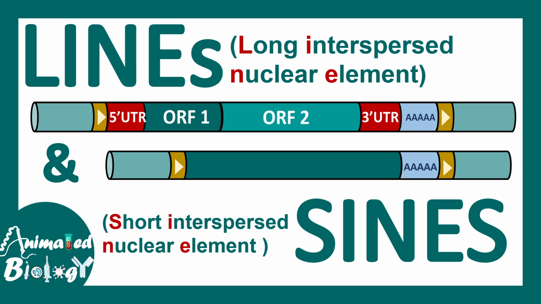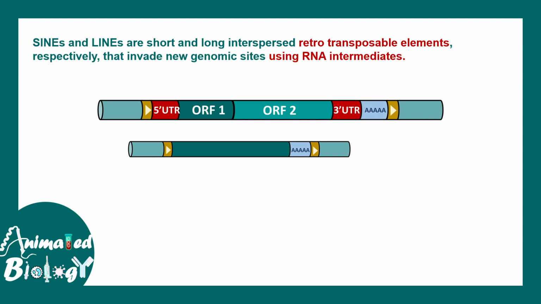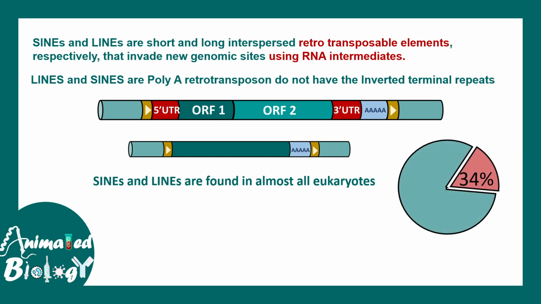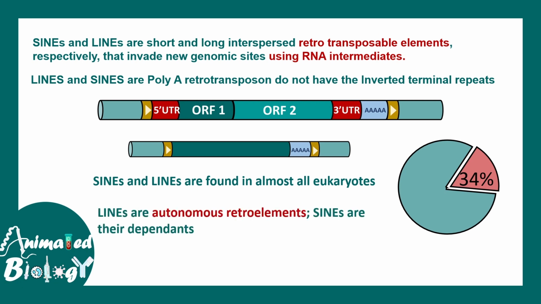So LINEs and SINEs, these are the two predominant forms of poly-A retrotransposons. LINE stands for long interspersed nuclear element, whereas SINE stands for short interspersed nuclear element. Let me break it down for you. Both LINEs and SINEs are long and short interspersed retrotransposable elements. They can invade new genomic sites using an RNA intermediate. Now let me tell you, LINEs and SINEs are a bit different. They are found in all the eukaryotes. Almost 34% of the eukaryotic genome is LINEs and SINEs.